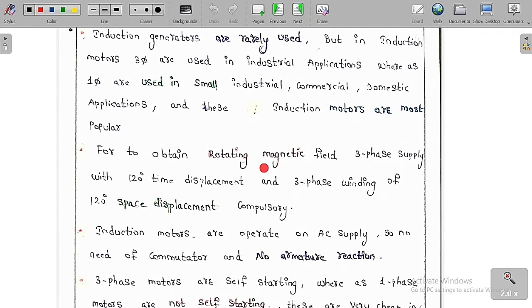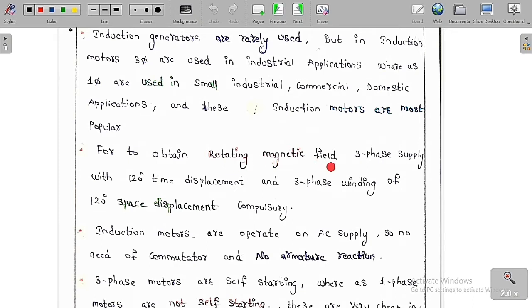To obtain a rotating magnetic field, a 3-phase supply with 120-degree time displacement and a 3-phase winding with 120-degree space displacement are compulsory. I already told you, if these two conditions are satisfied, then only we are going to get a rotating magnetic field. In a 3-phase supply there should be 120-degree time displacement, and the 3-phase winding should have 120-degree space displacement.